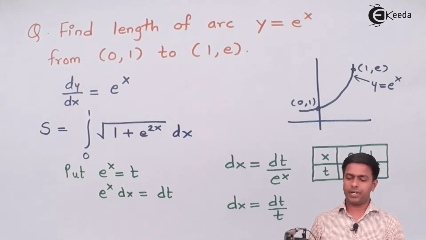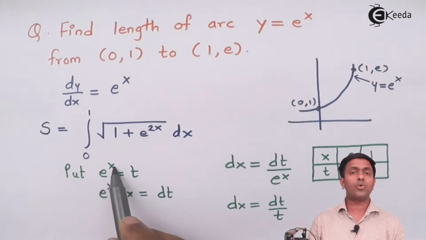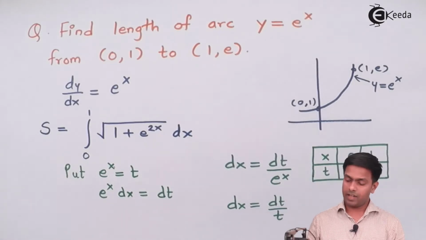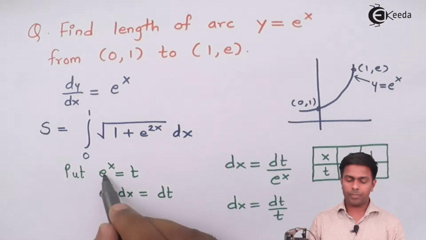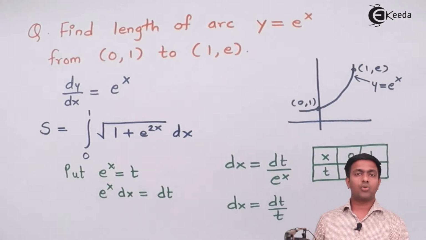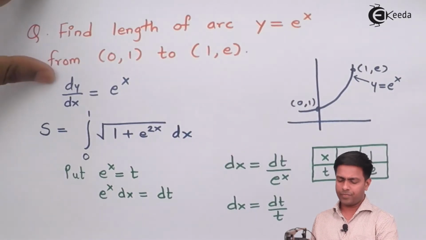So for x, the limit is from 0 to 1. Now let's say if x is equal to 0, if I put 0 here, then I'll get e to the power 0 as 1. It means the value of t is 1. Next, if x is 1, here I'll get e to the power 1, which is e. So the value of t is e. So my limit is changing from 1 to e. So I'll put all these values over there. So let's see what we get.